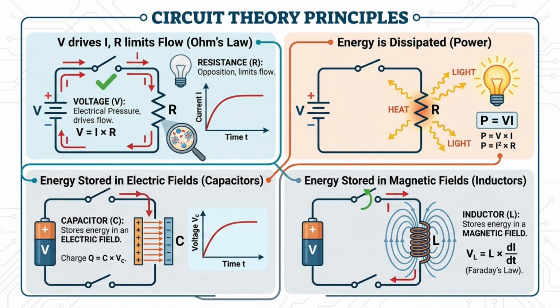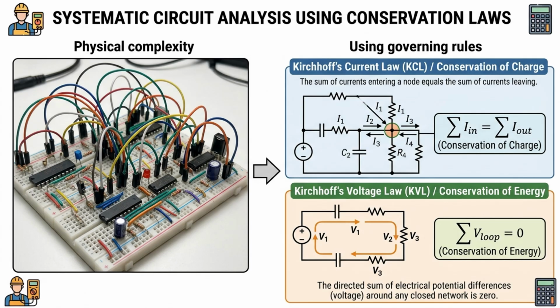Circuit theory describes how electrical quantities interact in a system over time and under different conditions. It defines how voltage drives current, how resistance limits flow, and how energy is stored or dissipated in components like capacitors and inductors. It also introduces rules that govern these relationships, such as conservation of energy and conservation of charge.